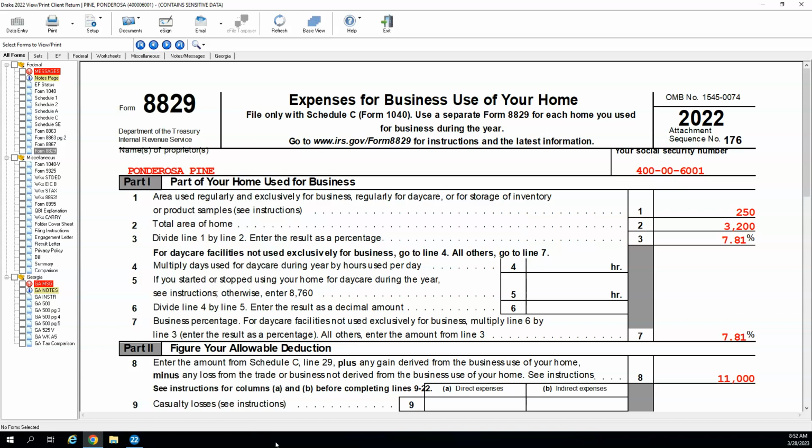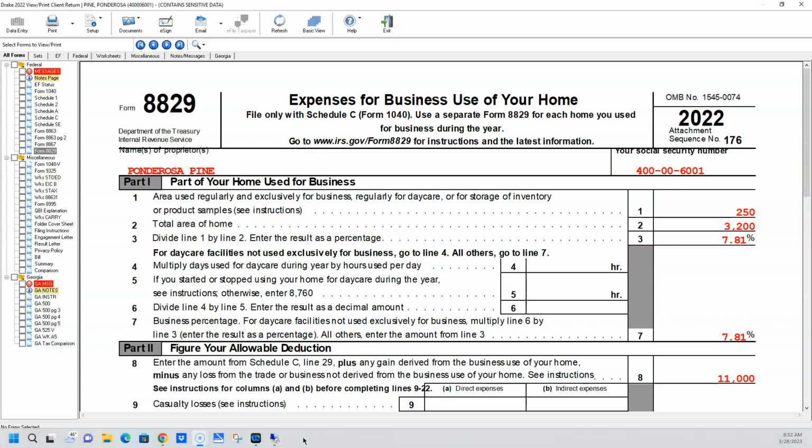There are two ways to claim the home office deduction. There is the simplified version, which is $5 per square foot, a max of 300 square feet, for a max of $1,500 as a deduction for your home office, or the actual expense method. And so with this video, I want to go through the actual expense method so that you understand exactly what that entails.